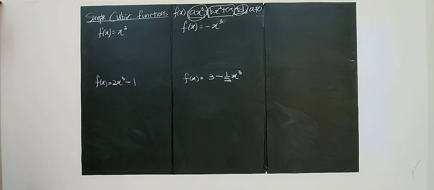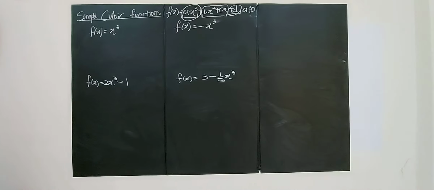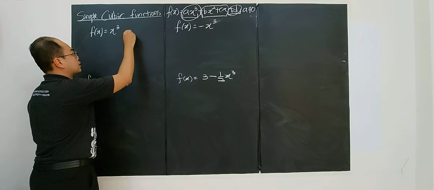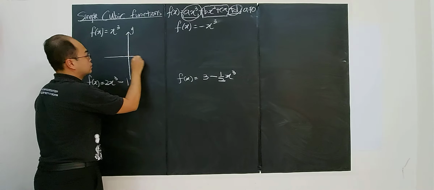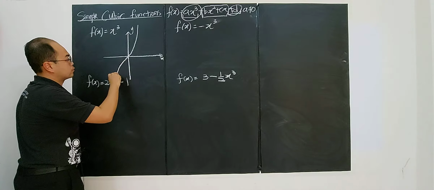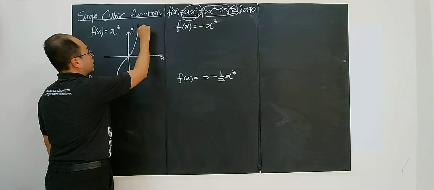Alright, so let's look at this. You have f(x) equals x to the power of 3. You know that the graph of f(x) equals x cubed will be in this shape. So this is the graph for y equals x cubed.